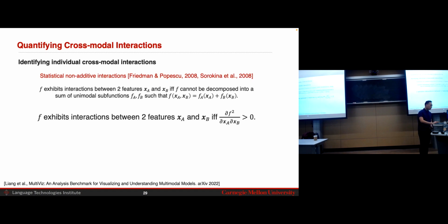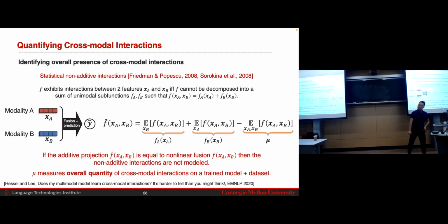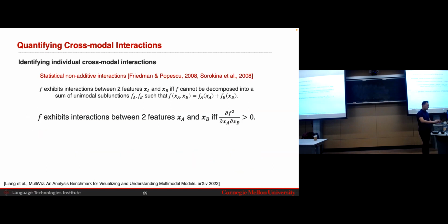Another insight people had was that this can sometimes be slow, because you have to compute expectations over all of B, basically all your images, and all of A, all your questions. And this also gives you only an overall quantity across the entire data set. The whole data set just summarizes into one value of how much cross-modal interaction there is.